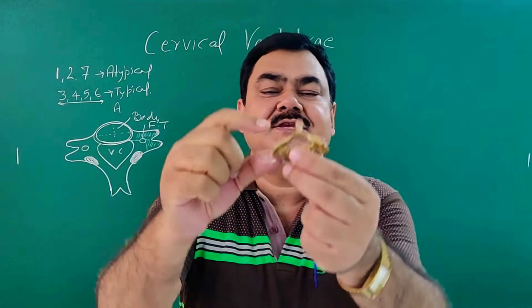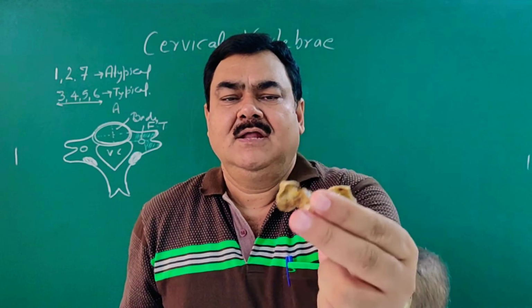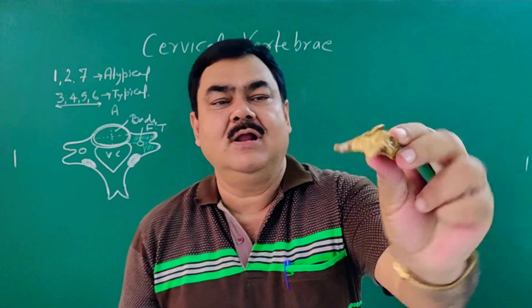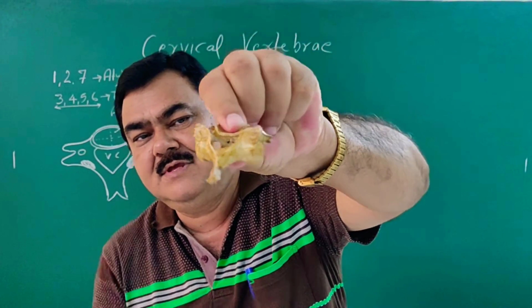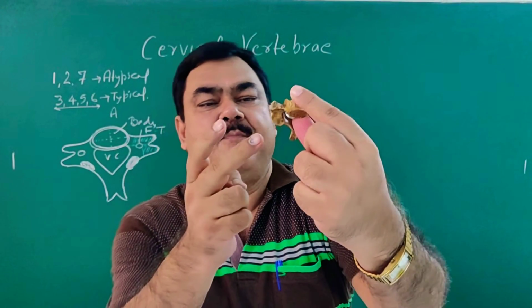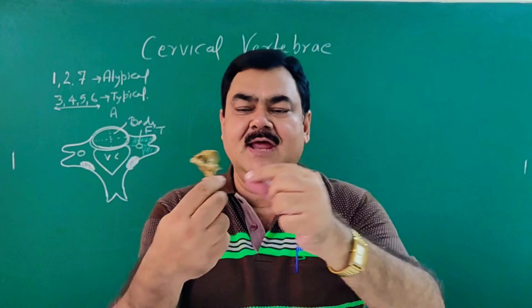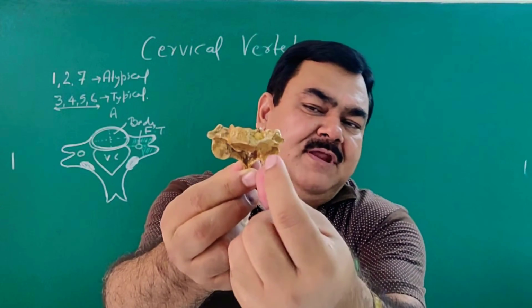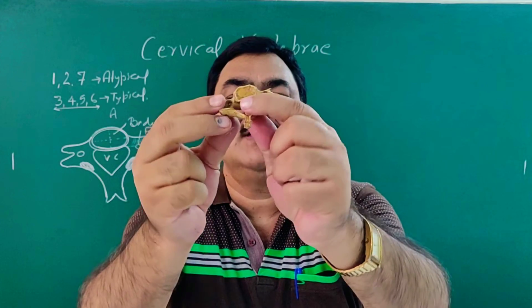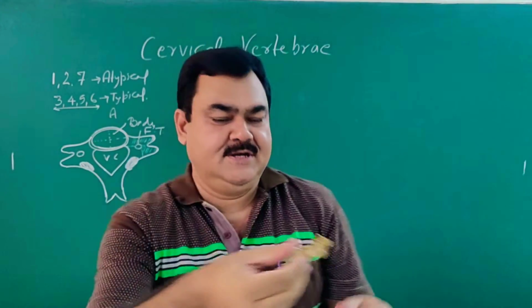Here, this is body, and this is superior articular facet. This is flat and the direction is upward and backward. The direction of this superior articular facet is upward, backward and laterally. And inferiorly, this is inferior articular facet. And on the lateral side you can see foramen transversarium on the transverse passage.